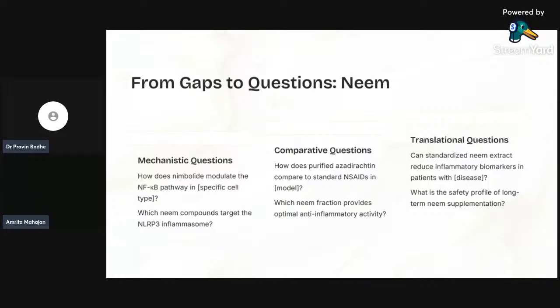And then come the translational questions, like can standardized neem extract actually reduce inflammatory biomarkers in patients with disease, for example rheumatoid arthritis? Is it helping in that? You have to find out. Then what is the safety profile, the pharmacokinetics or the bioavailability of that particular drug for long-term supplementation, whether there will be any adverse effects, or what changes we can see physiologically.